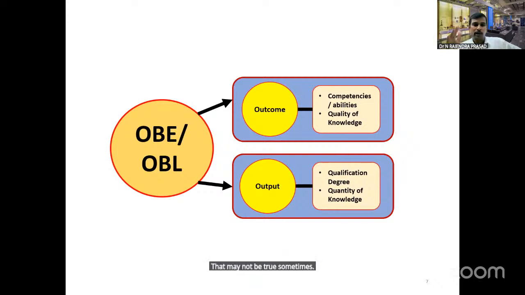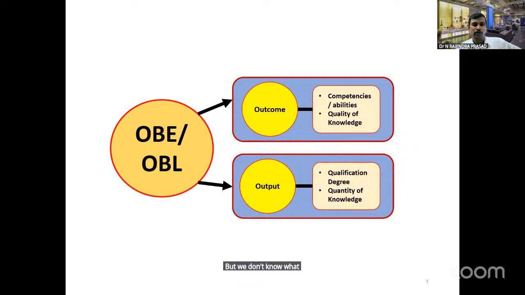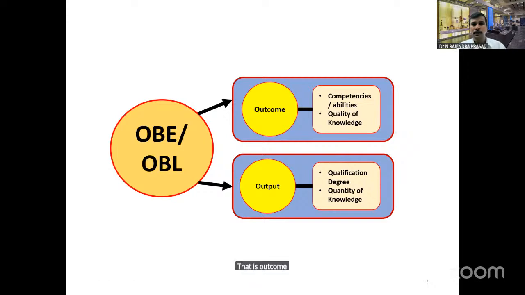A student who has scored 99% may not be good enough to score those marks. But we don't know what the means were to score that 99% of the marks, or 9.9 CGPA even. But the outcome is the competency or the quality of the knowledge the student has acquired. That is outcome.